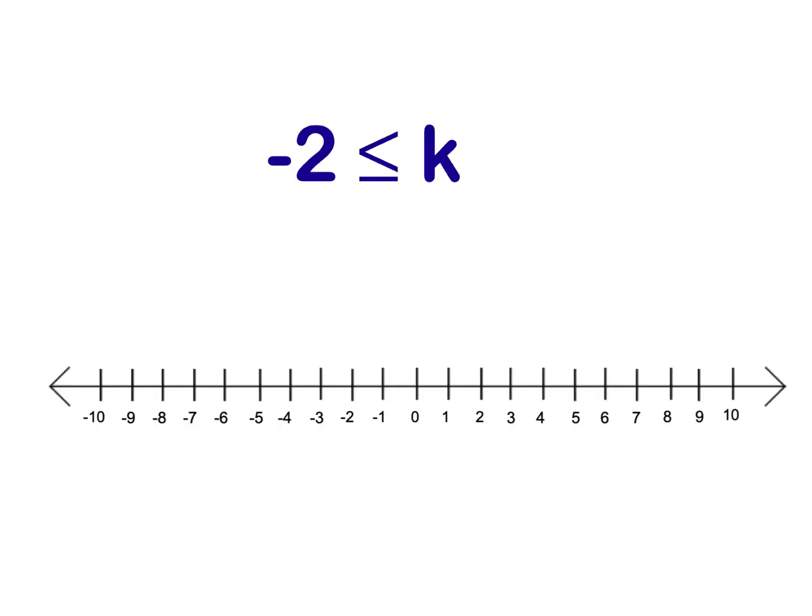Try this one on your own. Don't forget to switch it around. So K is going to come first. -2 is going to come second. It's pointing to the -2, so that's the way I'm going to keep it. So because it's equal to, I've got a closed circle on -2, and greater than goes to the right.